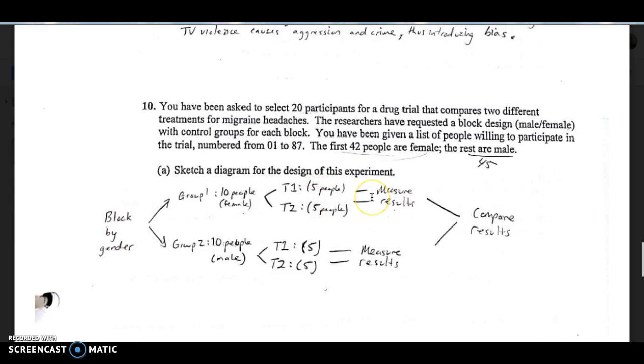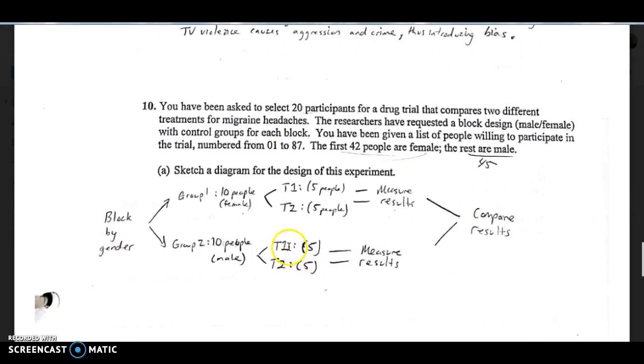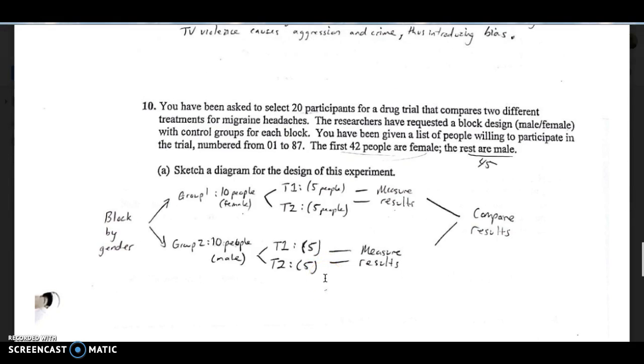We're going to measure the results. We're going to do the same thing down here for the males, split into 2 treatments. One of them is the medicine, one of them is the control. Each has 5, measure the results, and then finally we compare the results. So that's your sketch for the diagram of the design of the experiment.